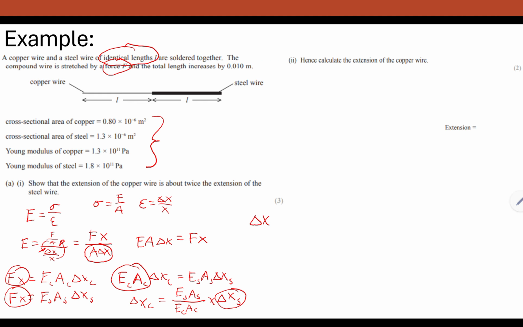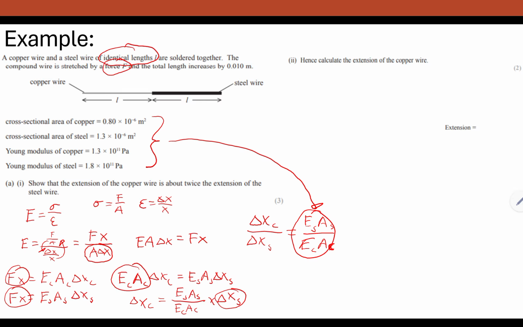So change in x_C over change in x_S equals E_S A_S over E_C A_C. Now we've separated the changes in x on one side and put the E and A terms on the other side. So now we can substitute these values into this part of the equation.